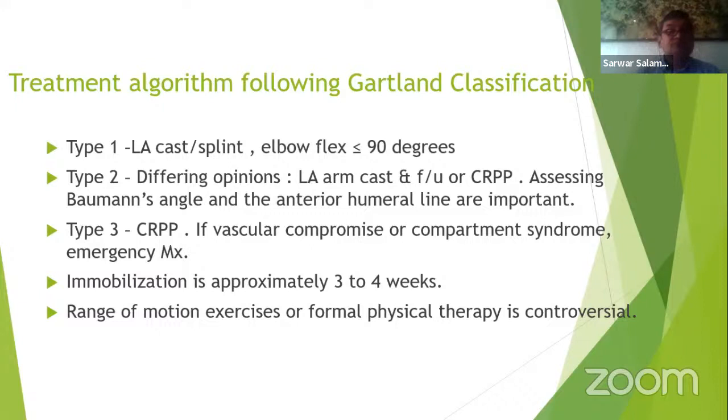Again, the Baumann angle and the anterior humeral line will help us in seeing a type 2 fracture in the post-reduction state. Type 3, as we all know, orthopedic surgeons commonly treat with closed reduction and percutaneous pinning, because the fracture is totally separated, the proximal and distal parts. And as I said earlier, if there is any vascular compromise or compartment syndrome, we should be careful. Immobilization is approximately 3 to 4 weeks, depending upon whether it is a young child or a little older.